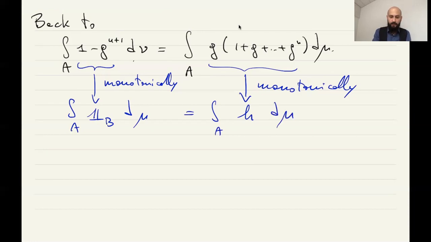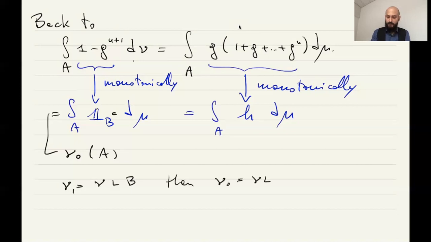So what does it mean? So this is by definition nu 0 of A. So if nu 1 was nu restricted to B, then nu 0 is nu restricted to B complement. Okay. So now we have, therefore, that this is nu 0, and we represented it as a density, the density we wanted to guess, h, times the measure mu. Okay, so this concludes the proof of the existence of the Lebesgue decomposition.